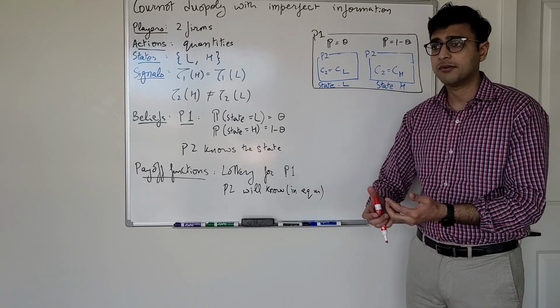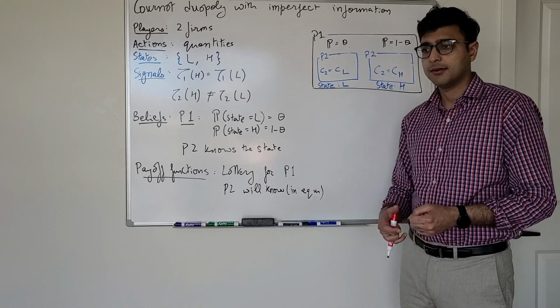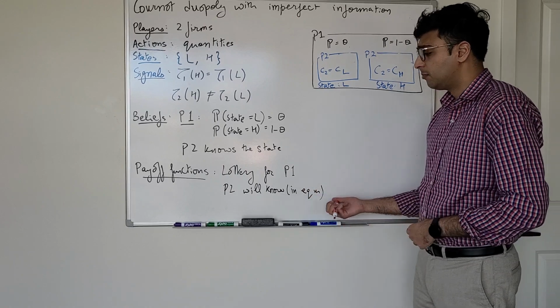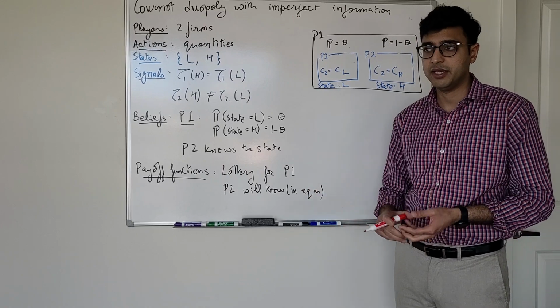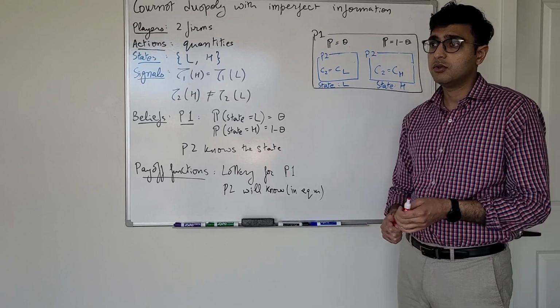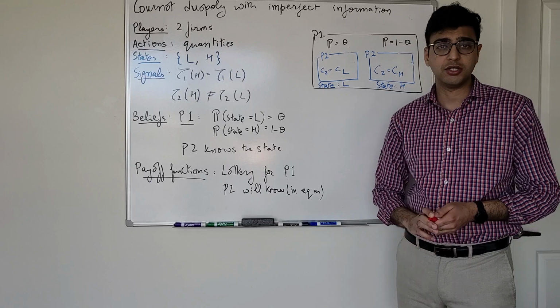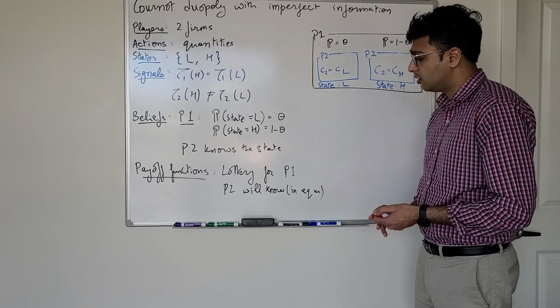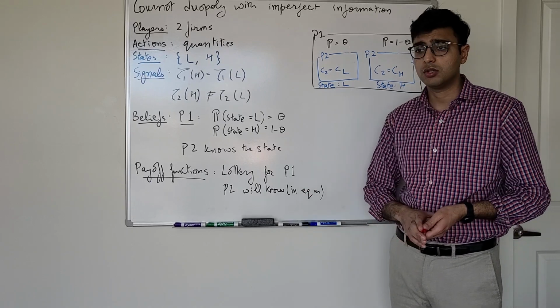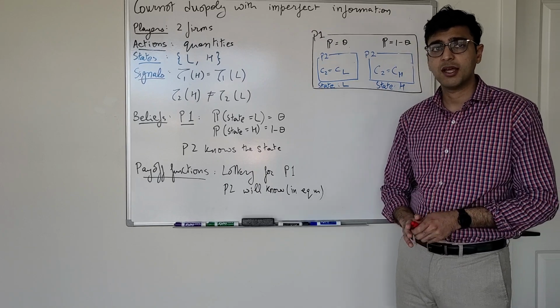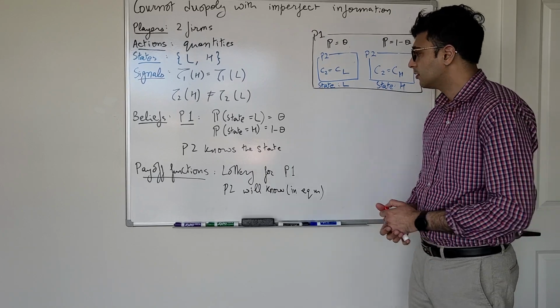So player 1's payoff in equilibrium will be a lottery, it'll be uncertain. However, player 2's payoff in equilibrium will be certain, right? Because player 2 knows what quantity she's choosing because she knows her own type, and she knows what quantity player 1 will choose in equilibrium. So for player 2, it's a certain thing.